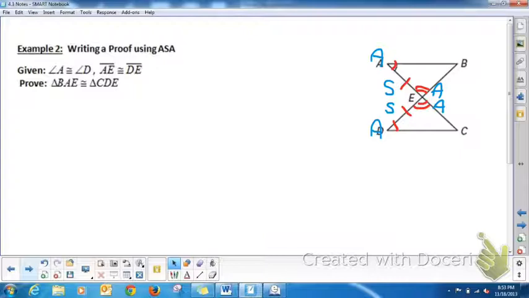So let's write the proof. Step 1, let's write our givens. Step 2, let's put in our pair of vertical angles. And remember, you have to name them using the 3 letters because there's more than one angle E in this picture. Step 3, prove the two triangles are congruent because we have angle, side, angle.